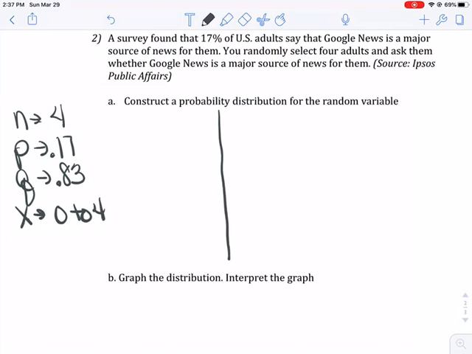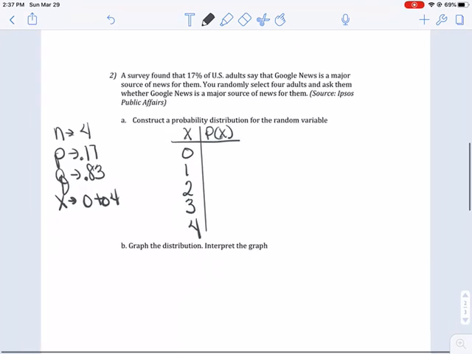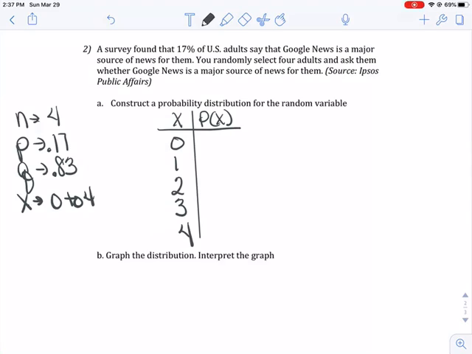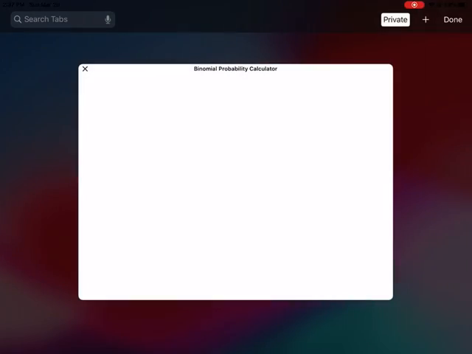Okay, so let's make our distribution. X and P of X, 0, 1, 2, 3, and 4. Now again, I'm going to use my calculator this time because I don't know if the website works. I don't know what I did with the website. Let's try that out again.